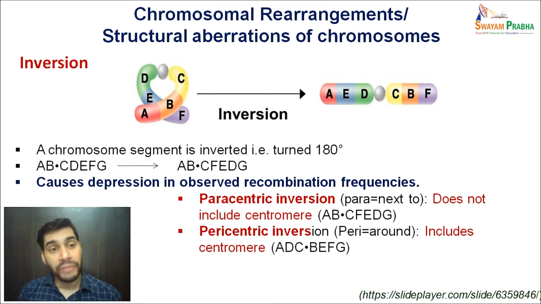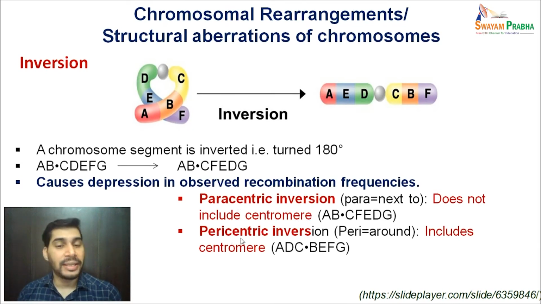There are two different types of inversion. It can be the paracentric inversion. Para here refers to next to, so it does not include the centromere. For example, in the same example which we see here, this is the centromere and the inversion is taking place only in this part of the chromosome. So it is not involving the centromere and hence it is called paracentric inversion.